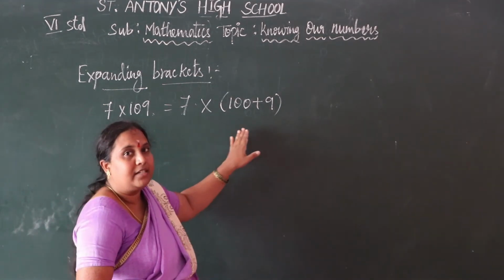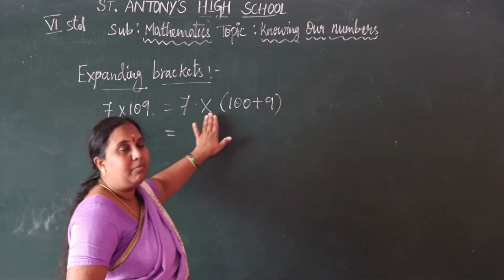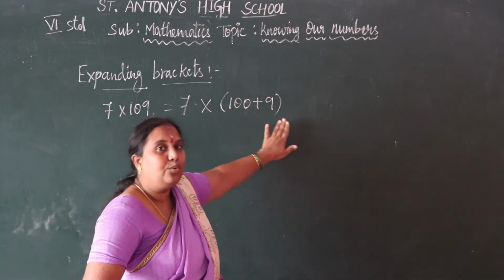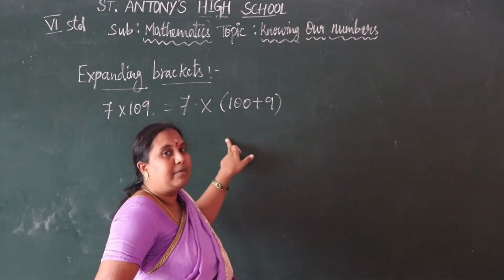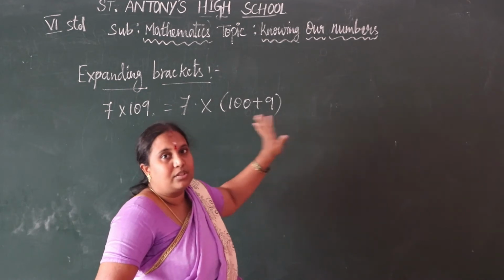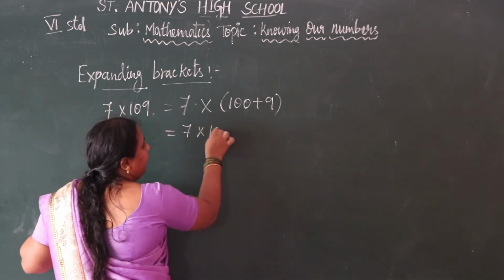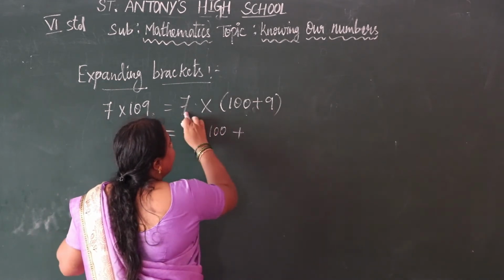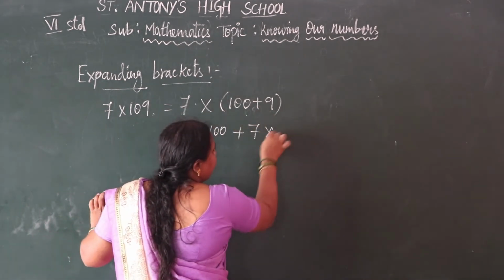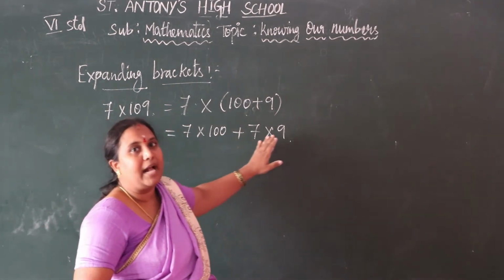How to expand? You know how to expand. See, 7 is commonly multiplied by these two numbers. We are separating these two terms. We are expanding 7 into 100 plus 7 into 9. That is expanding the brackets.